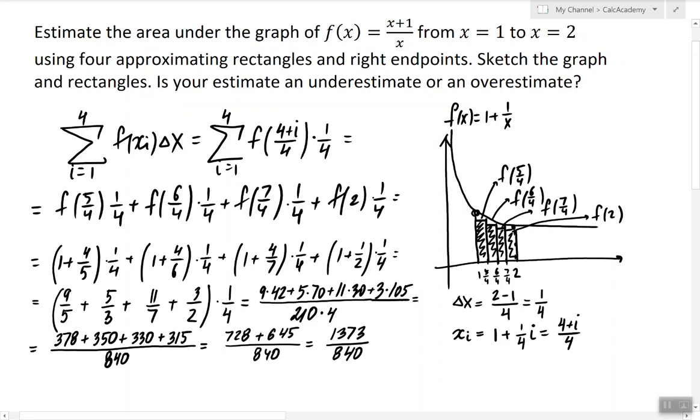And we don't have to simplify it, we can use a calculator later, but this is the estimation of the area under the graph of this given rational function. Now to answer the question, is it an underestimate or overestimate, since the given function is decreasing, this area is an underestimate. So we found the estimate and we answered the question.